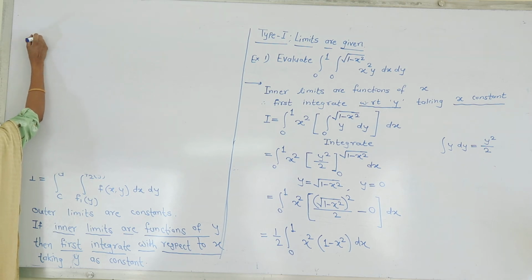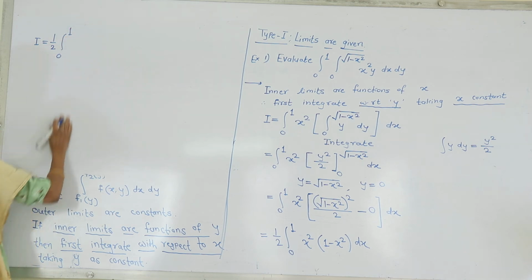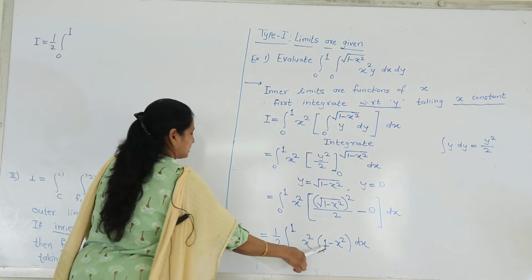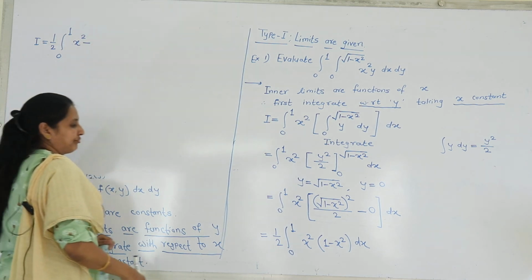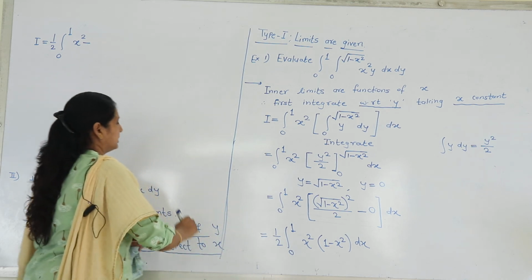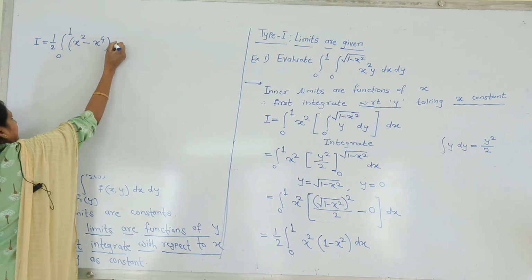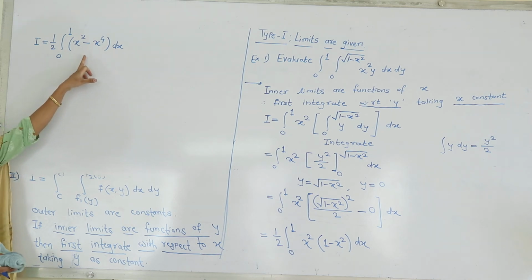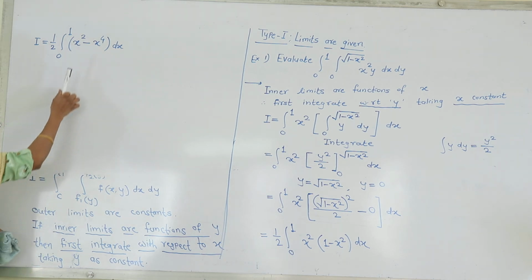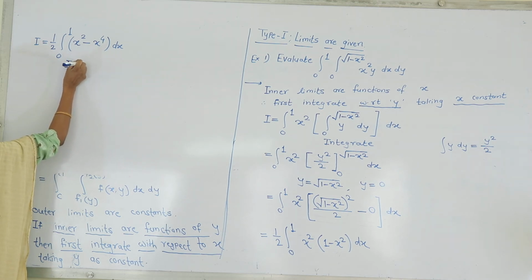Now I is equal to 1/2 integration from 0 to 1, x square into 1 is x square, minus x square into x square is x raised to 4, and bracket, then dx. Now the terms are only in form of x and both the terms are separate, then integrate with respect to x.